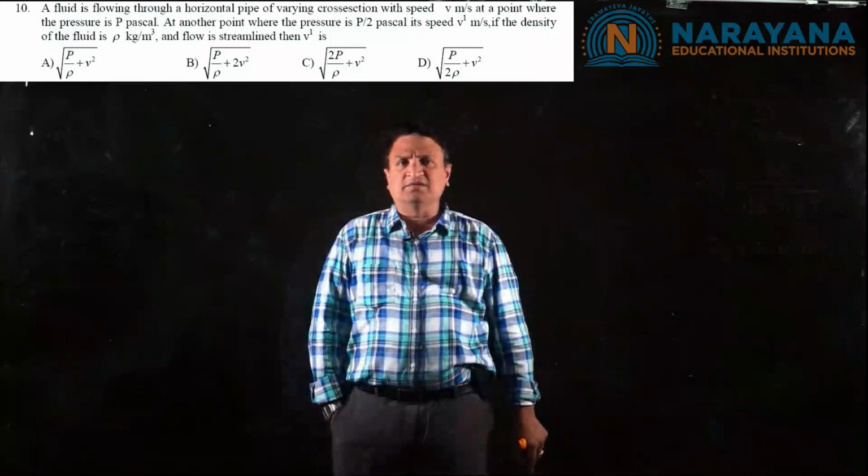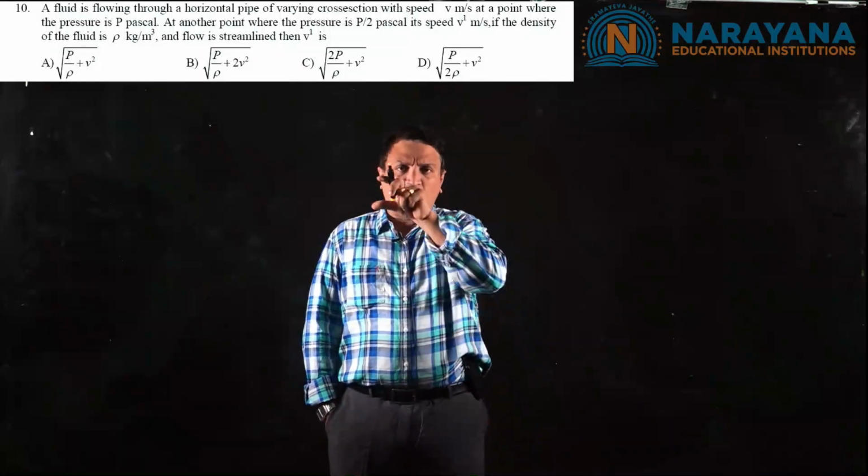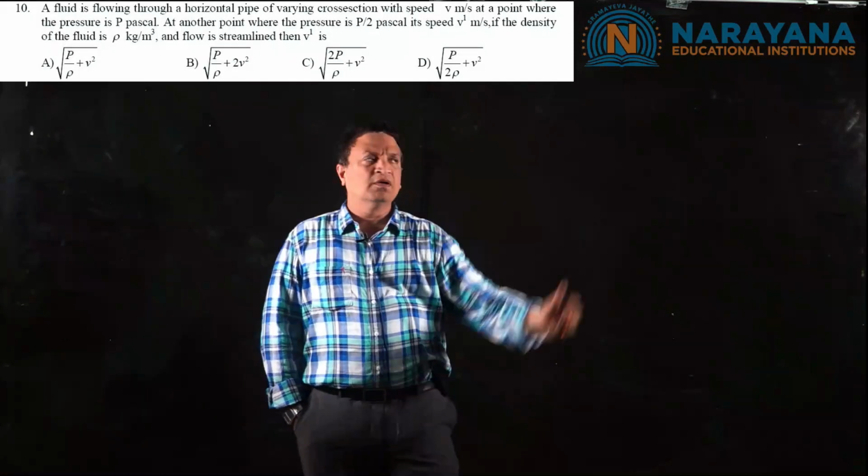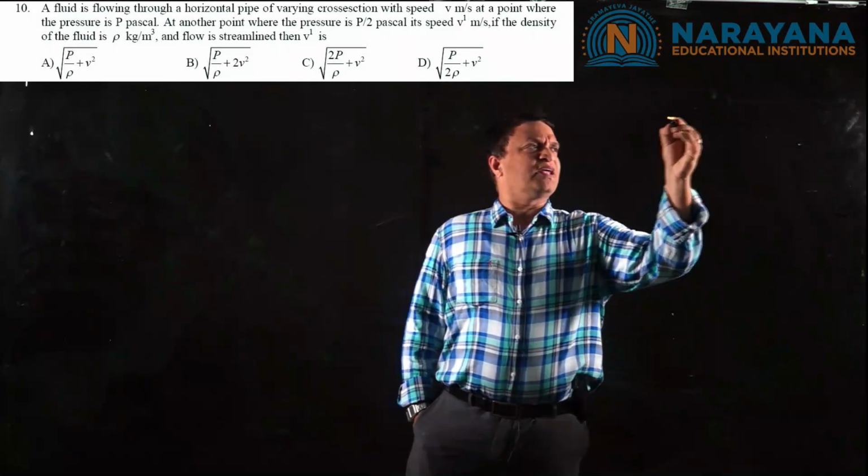It was given in the question, a fluid is flowing through a horizontal pipe but of varying cross section. I am assuming something like this.